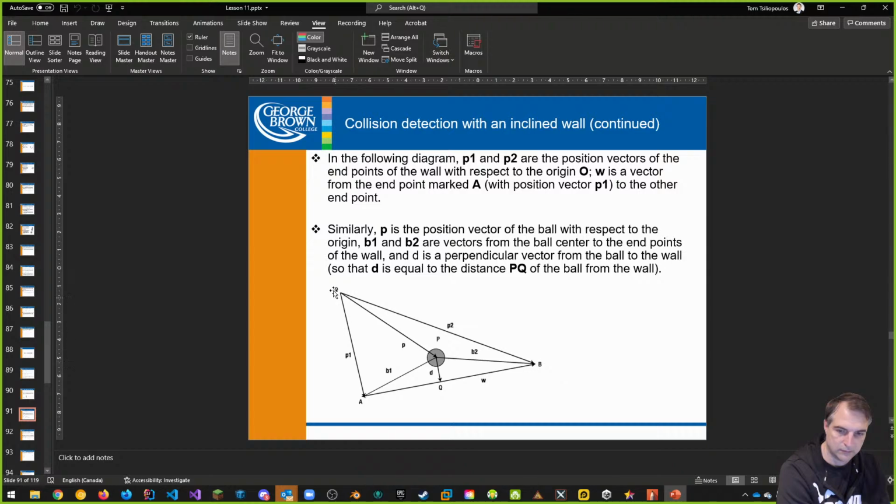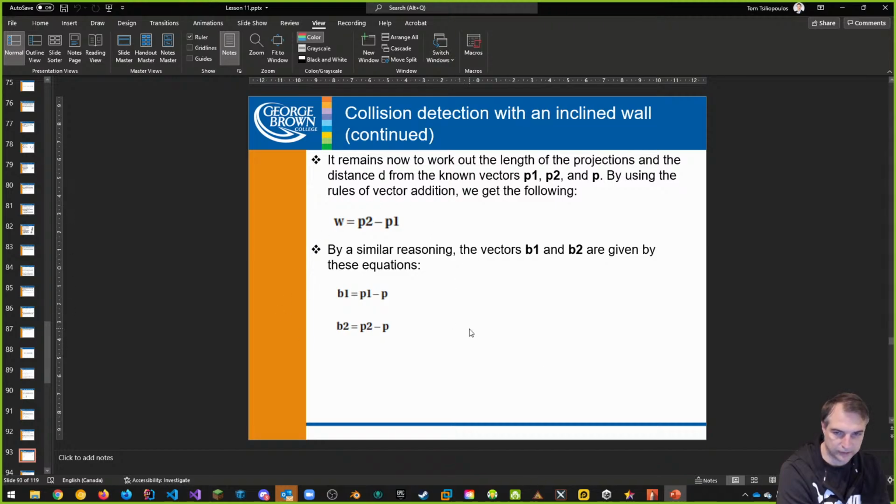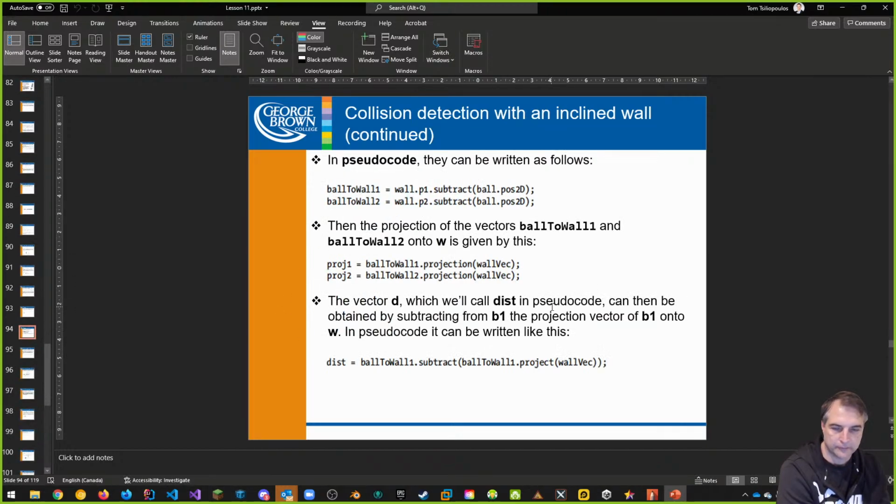So p1 minus p is b1, right? That's how we got that vector. And b2 is p2 minus p. Again, if we do those two calculations, we get that vector. So this vector and this vector and this vector. Pretty nice, eh? So far, it's all vector calculations. All right.